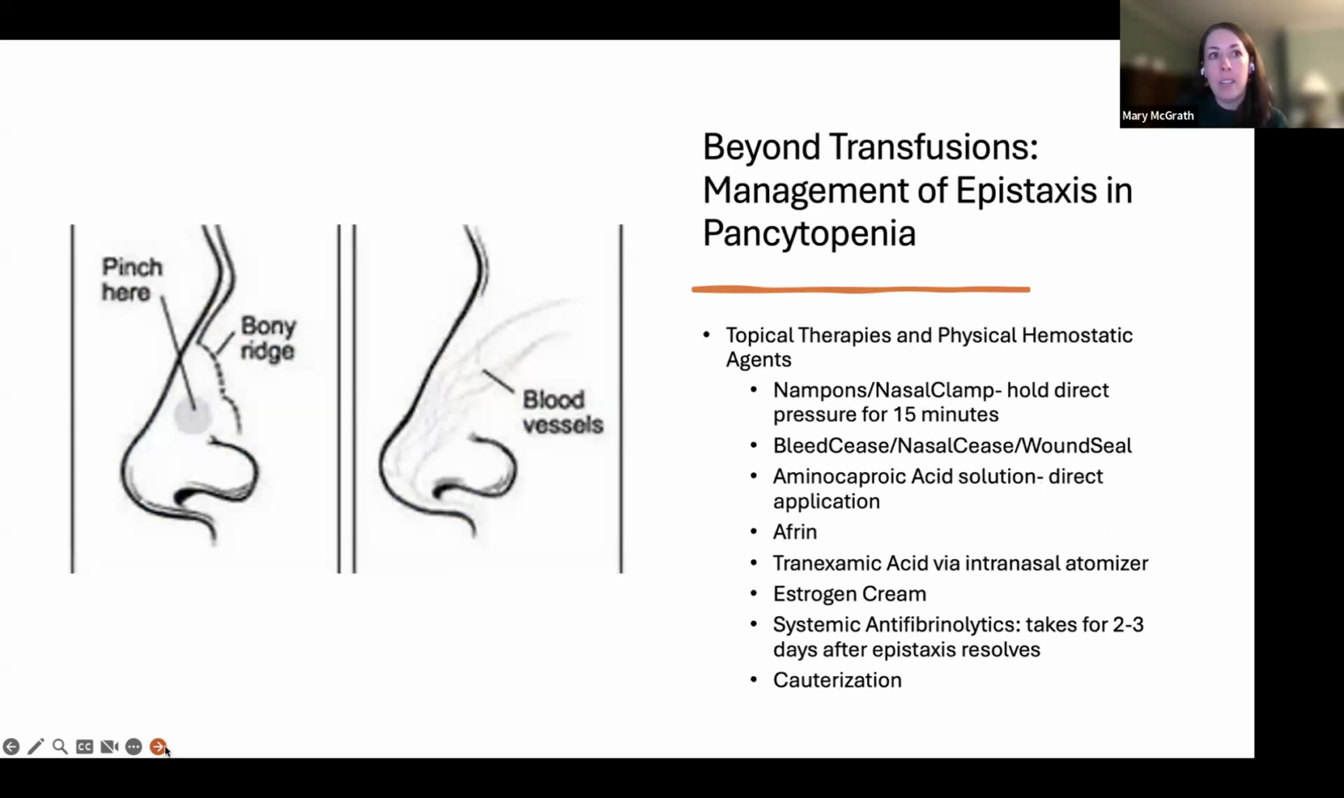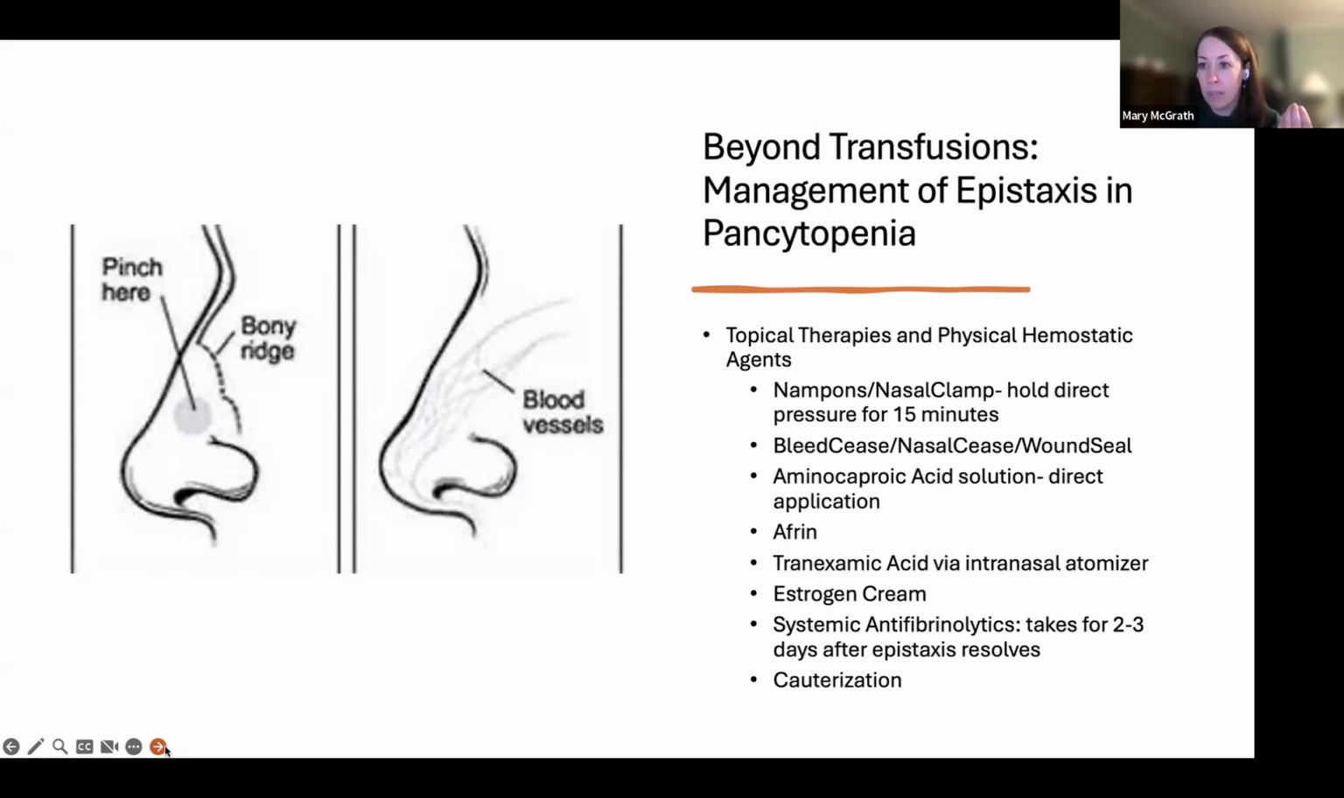When managing acute epistaxis, I think we all know the first line of treatment is direct pressure for at least 15 minutes. Sometimes over-the-counter products can be helpful for kids or adults that don't want to sit there and hold pressure for 15 minutes. So Nampons are really helpful. You can insert them into the nose and they apply pressure, or externally, if they don't like it. Some kids complain that the Nampons aren't that comfortable.